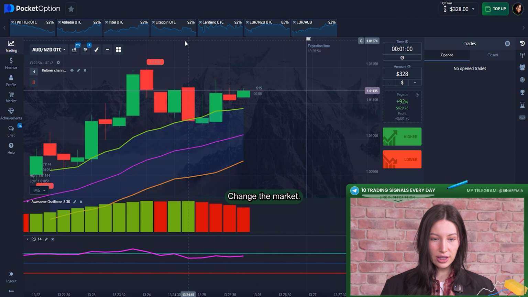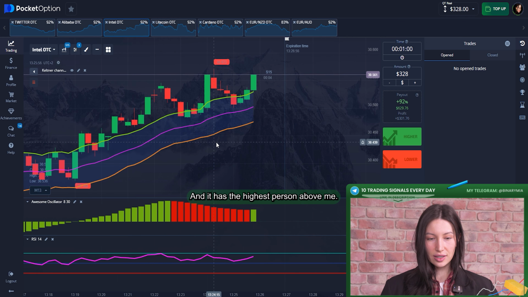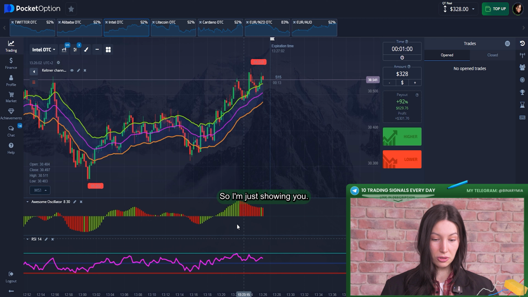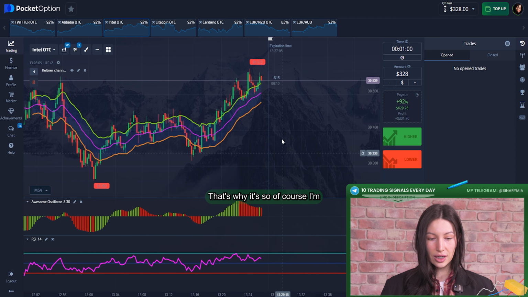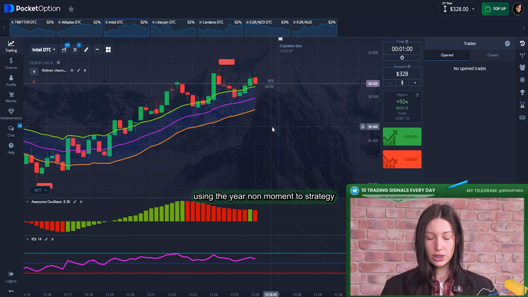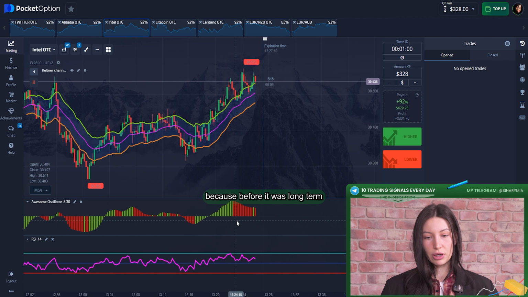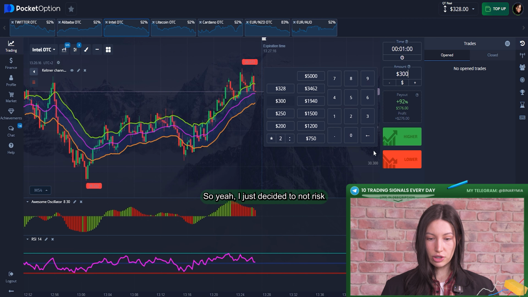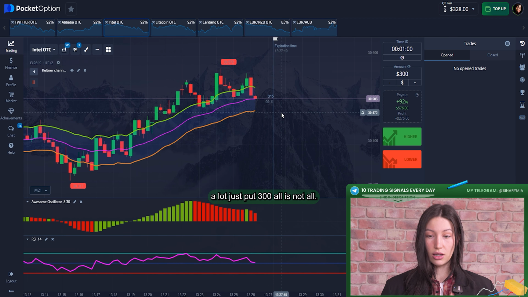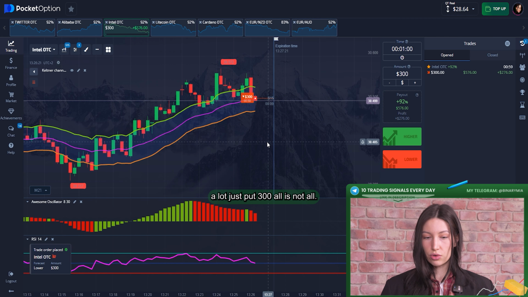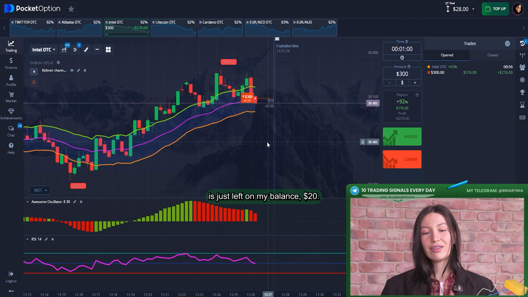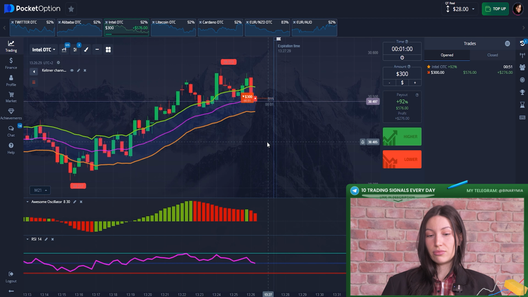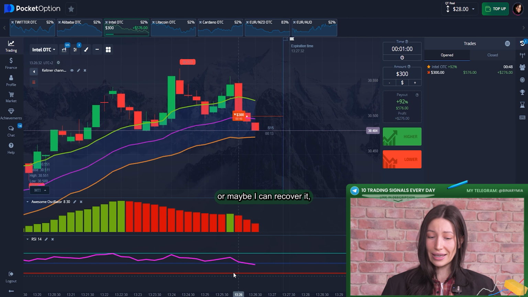Okay, we already changed the market. You can see that it has the highest percent of payout. In my opinion, it will be absolutely a downward trend. So I'm just showing you why. Of course, I'm using a non-momentum strategy here because before it was a long-term upward trend. So I just decided not to risk a lot, just put $300, not all the money that I have. I left $28 on my balance, that's not a lot.